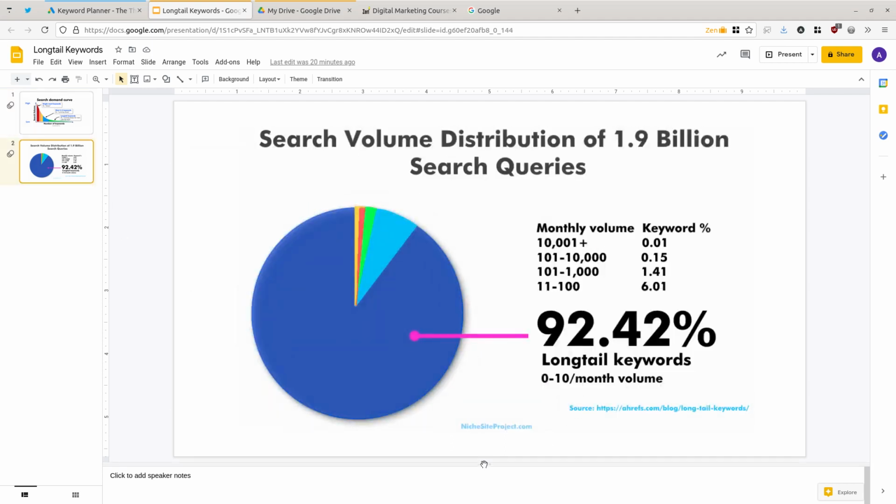Now, the second slide simply tells you the distribution of queries. This is a bit of a dated graph, but I would expect it to remain similar over time. Even in 2021, let's assume Google was doing 1.9 billion searches, the share of keywords that have more than 10,000 monthly searches is only 0.01%. So there are very few keywords with more than 10,000 searches a month. And the share of keywords that have between 11 and 100 searches a month is about 6%.